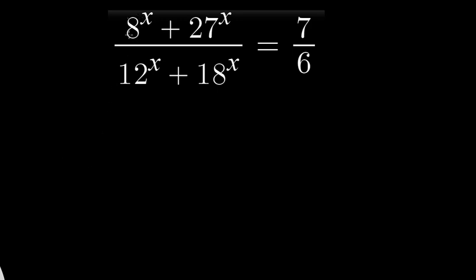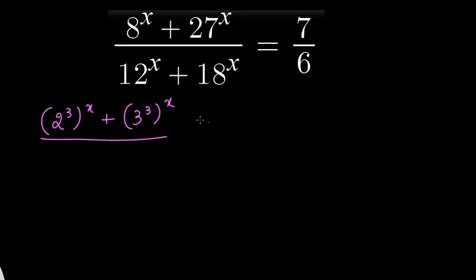As you can see, this number 8 can be expressed as a power of 2, right? And in the same way, 27 can also be expressed as a power of 3, isn't it? So we'll do that now. 8 is 2 cube, so (2^3)^x, plus 27 is nothing but 3 cube, so (3^3)^x. This is the numerator part.